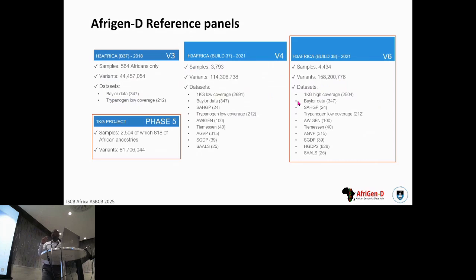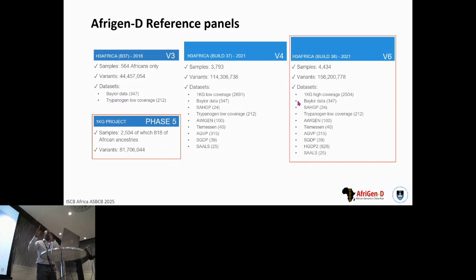So I mentioned that when you do genotype imputation, things that can affect the quality or the accuracy of your results are the tool that you use, but also your reference panel.